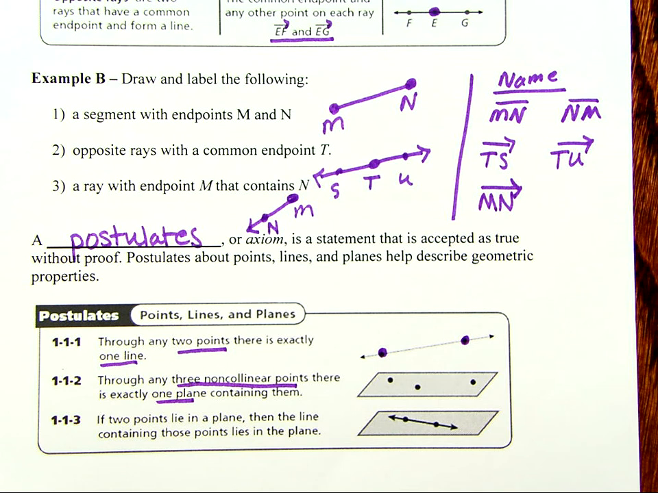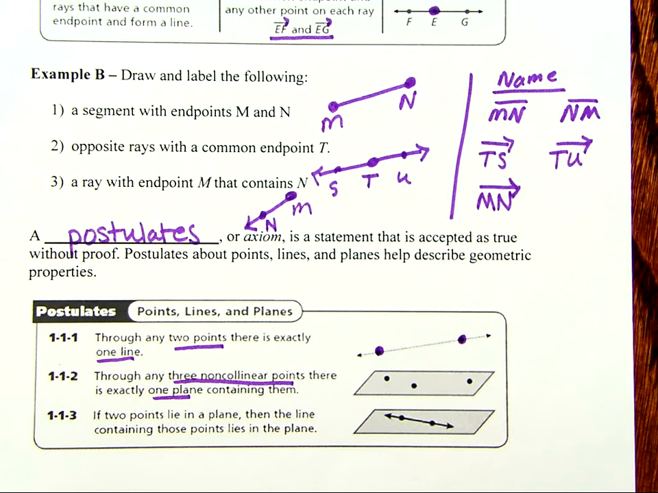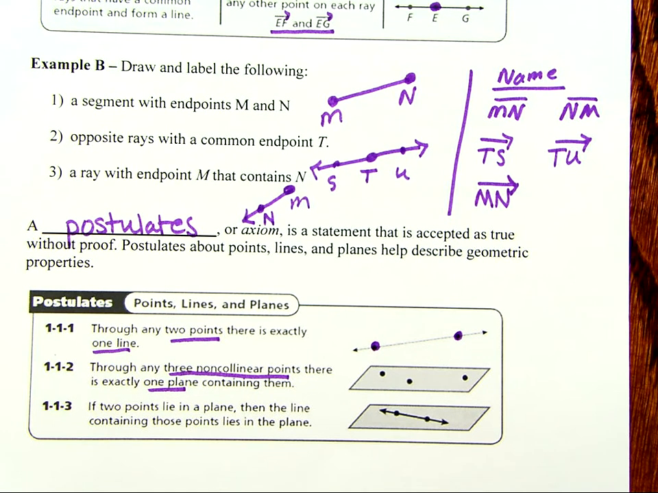And lastly, if 2 points lie in a plane, then the line containing those points lies in the plane. Meaning, if these 2 points are connected with this purple line, it also lies in the plane. It is touching that plane in infinitely many spots.